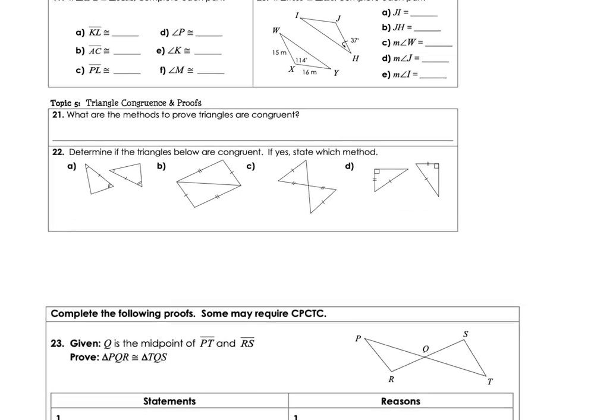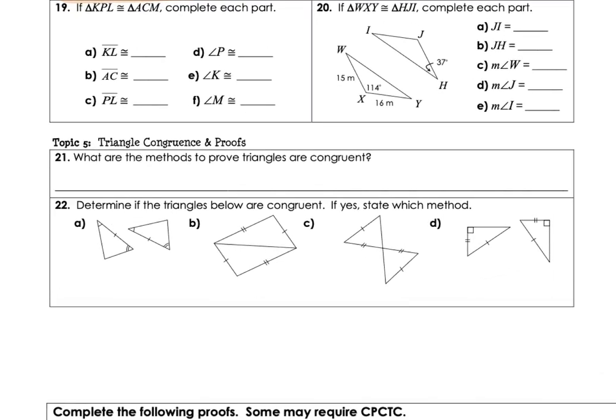Okay, look at number 21. It says, what methods are there to prove triangles congruent? What? AIA doesn't prove triangles congruent. AIA proves angles congruent. What proves triangles congruent? ASA would be one. Give me another one. SSS. Give me another one.